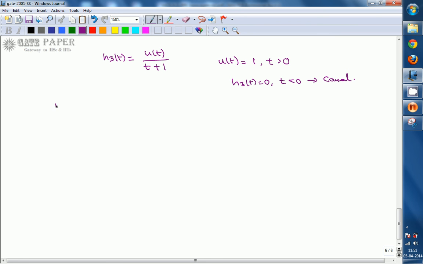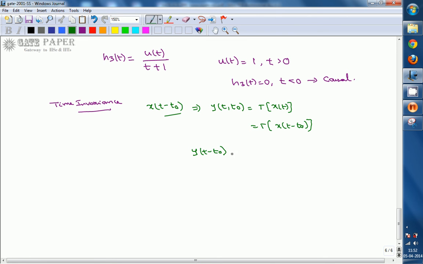Coming to the time invariance property. Time invariant means the system characteristics do not vary with respect to time. That is what we need to check here. In order to check that, we need to find the output for the shifted input signal x of t minus t naught. The output for the shifted input signal is represented as y of t comma t naught, obtained by applying the transformation on x of t minus t naught. Then we introduce the same amount of shift in the output, that is y of t minus t naught equals the transformation on x of t at t equals t minus t naught. That we need to check here.